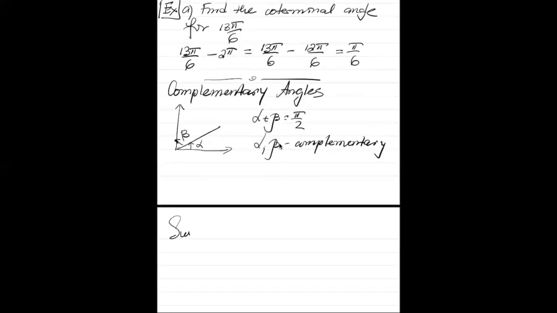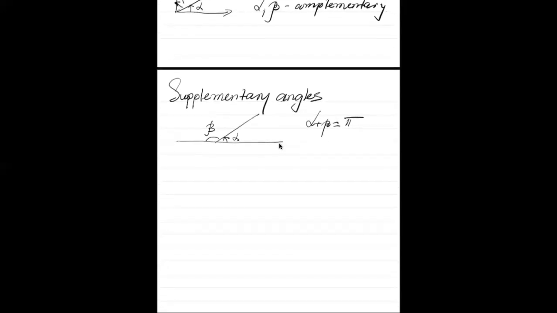And supplementary angles, these are angles that add up to pi. Again, they don't have to be in the standard position. I'm drawing them together here. So we have alpha and beta, and they add up to 180 degrees or pi. We call them supplementary.